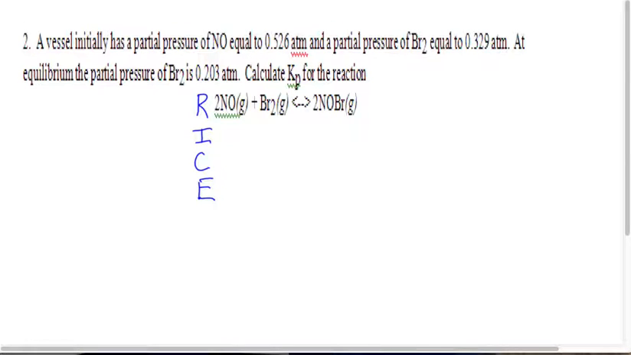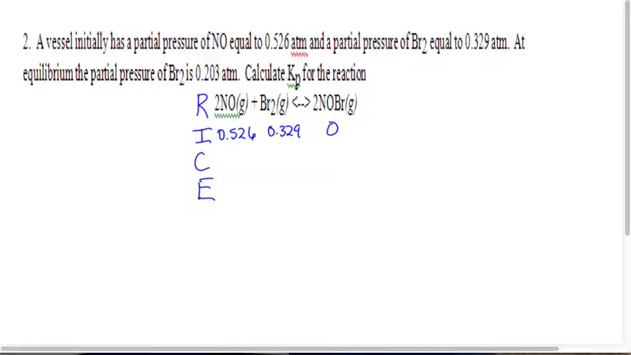All right, I know I need a RICE table because I've got to find the K. And in order to find the K, I've got to find equilibrium pressures. And I only have one of the equilibrium pressures, and I've got some initials. So again, I can use pressure in the table instead of molarity. My NO is 0.526. My Br2 is 0.329. And I do not have any mention of NOBr initially.